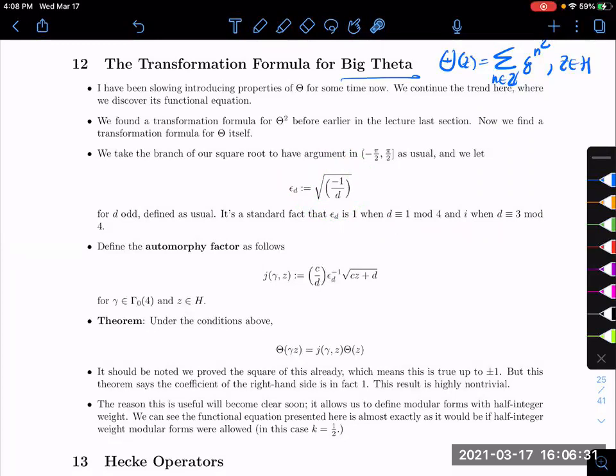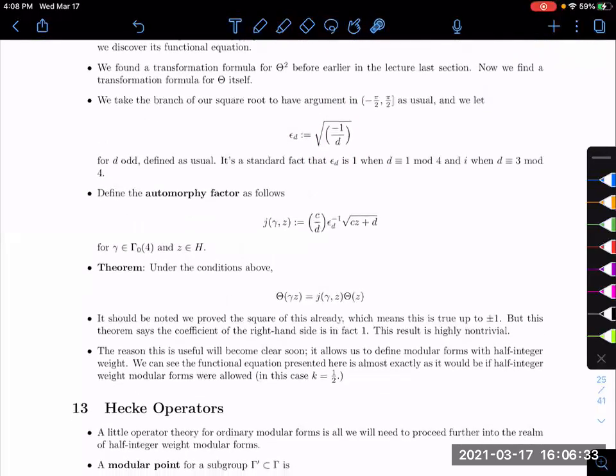And then we're going to define this thing called the automorphy factor, which you're going to see why it's called that in just a moment, but it's going to be this j of gamma z. What that's going to be is, you're going to take some gamma in big gamma naught of 4, and gamma will have entries A, B, C, D.